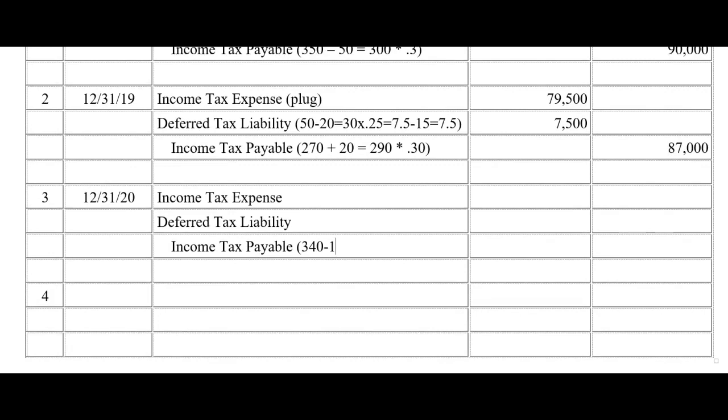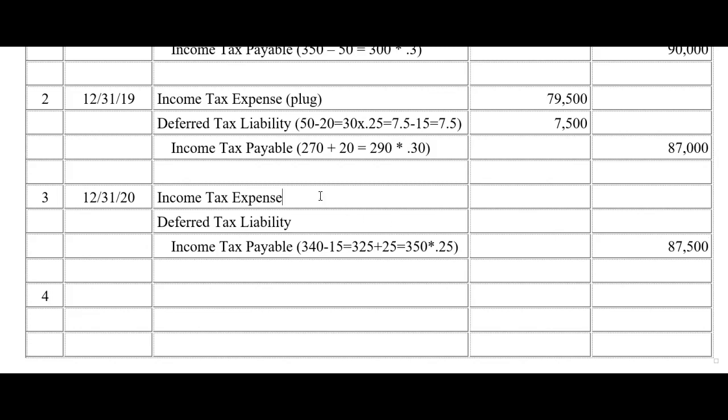We're going to take the $340 minus the 15 first. Okay, and that is going to bring us to our $325 there. Then we need to add back the installment sale of 25. So for tax purposes, our income is 350 times, now remember our rate now is 0.25. So when we multiply 350 times 0.25, we get 87,500.